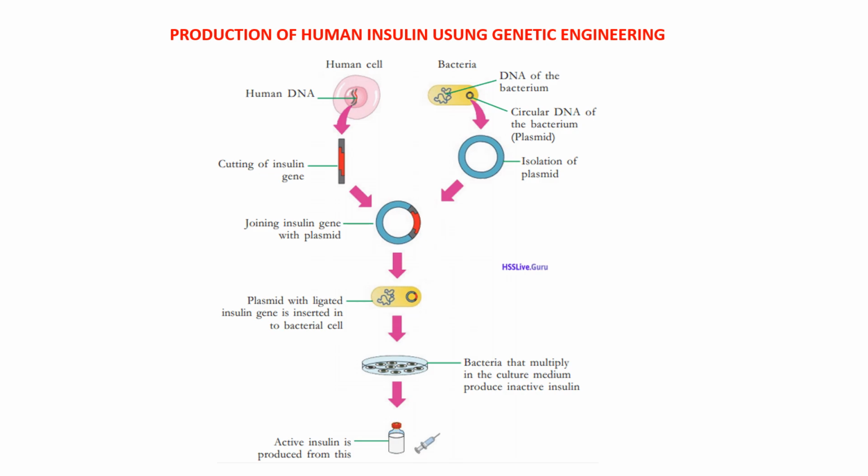Moving on to the production of human insulin. Here you can see the human cell, which contains the human DNA. This is the enlarged version. This red colored portion is the insulin gene contained in the human DNA.